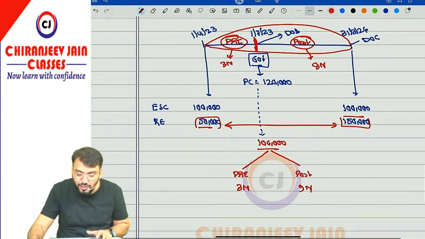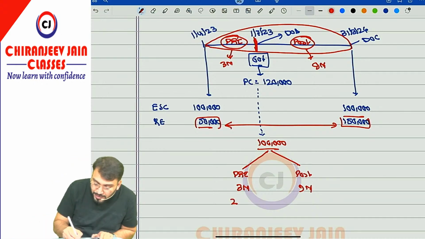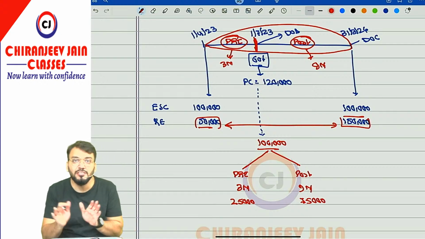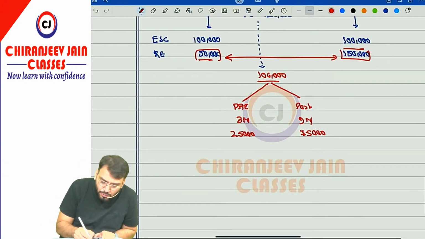We'll allocate in the 3 month and 9 month ratio. If the profit was 1 lakh, we do 1 lakh into 3 divided by 12, which becomes 25,000, and the other becomes 75,000. This is nothing but analysis of profit. Understood? Got this point? We will prepare one working note for that.